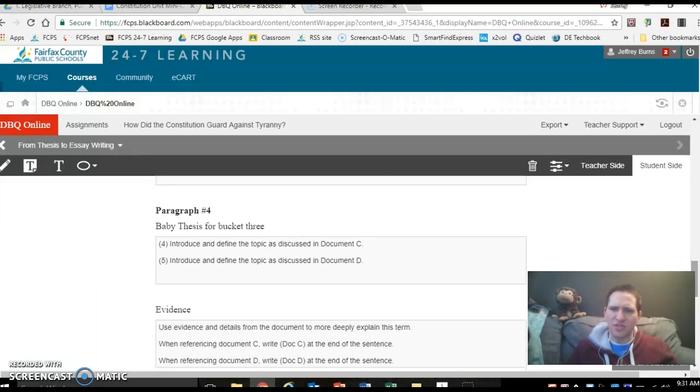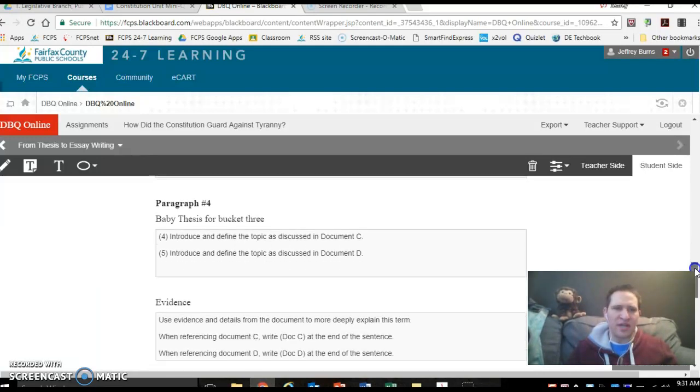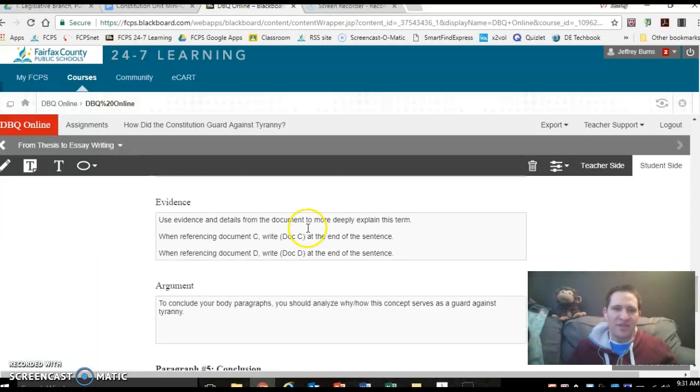It gets a little confusing towards the end of the graphic organizer here, right? Because for some reason DBQ Online only includes 3 body paragraphs, even though this one calls for 4. So what I want you to do is put both paragraph 4 and 5 into this part of the graphic organizer. So you're going to see that I wrote document C and document B. You're going to do the same thing. It's the same structure. Evidence, same thing.